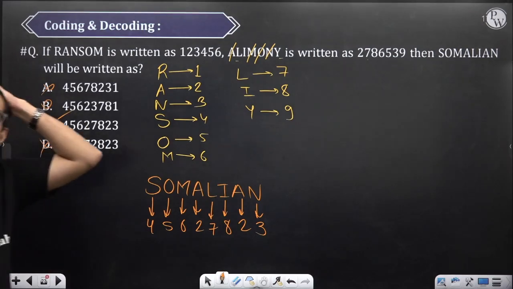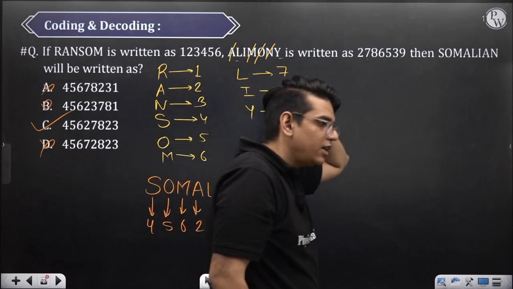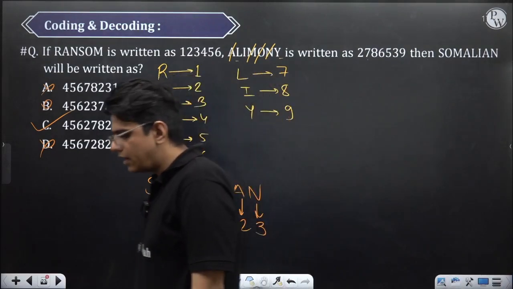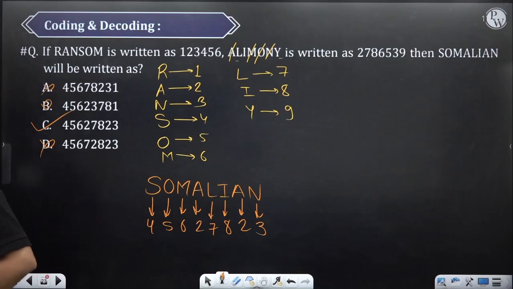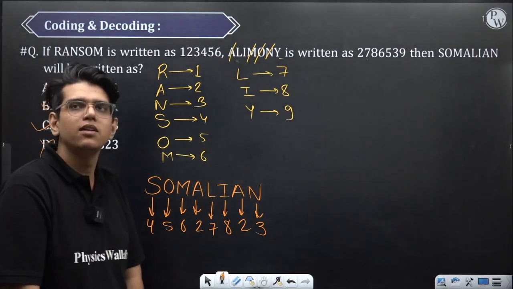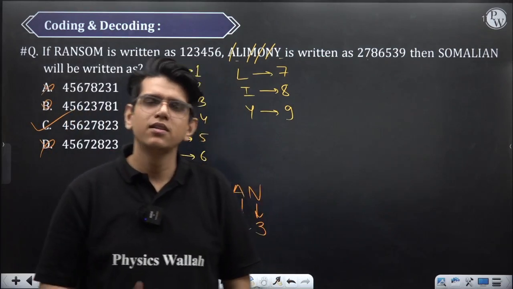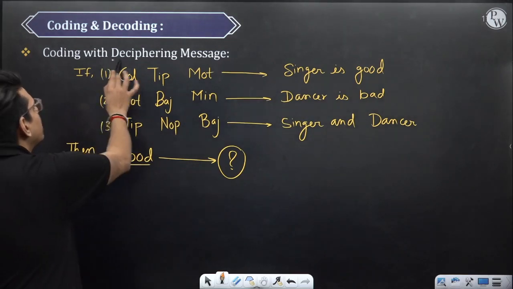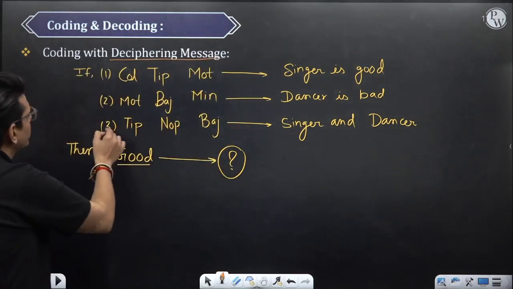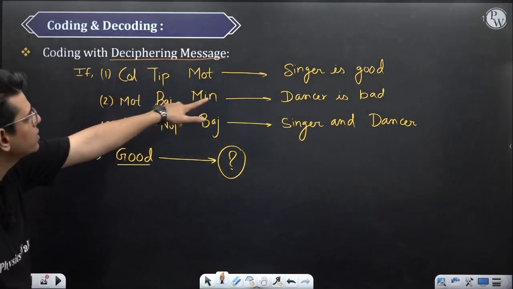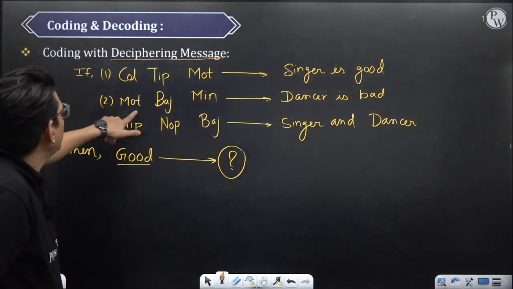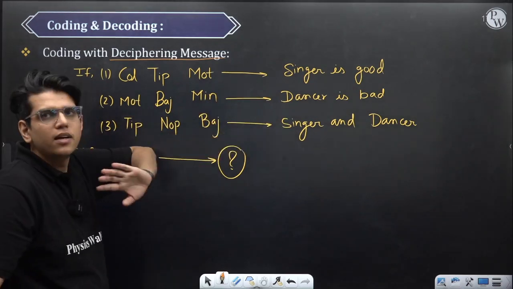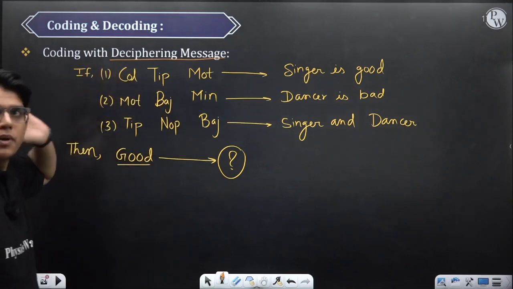Now another type of coding is deciphering. Three phrases can be given, some phrases in English, some random gibberish, and you need to find what is the English meaning of the gibberish term. It can be anything. So for example, let's look at this example. These are deciphering messages. So there are 3 systems, 1, 2, 3. Cold tip mot is written as singer is good. Mot baj min is written as dancer is bad. And tip knob baj is written as singer and dancer. This is English. This is completely rubbish.